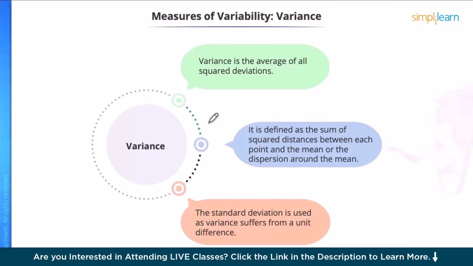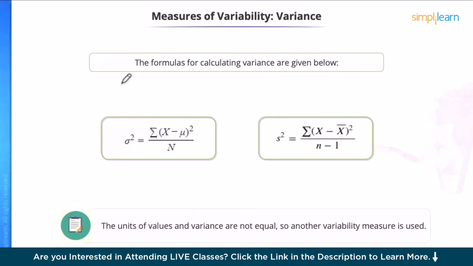Variance. Variance is the average of all squared deviations. It is defined as the sum of squared distances between each point and the mean, or the dispersion around the mean. The standard deviation is used as variance suffers from a unit difference. Variance can be computed as sigma squared equals the summation over x minus mu, squared, divided by n, where mu is the mean of the data, x is the individual data point, and n is the size of the data.